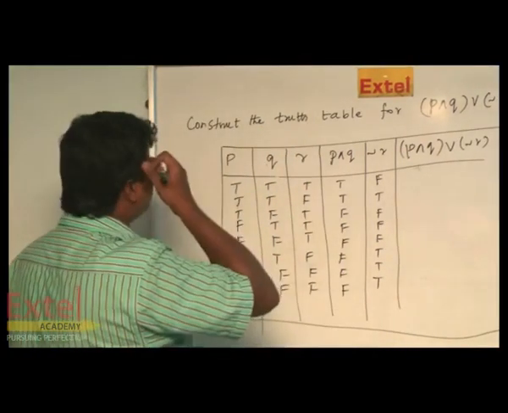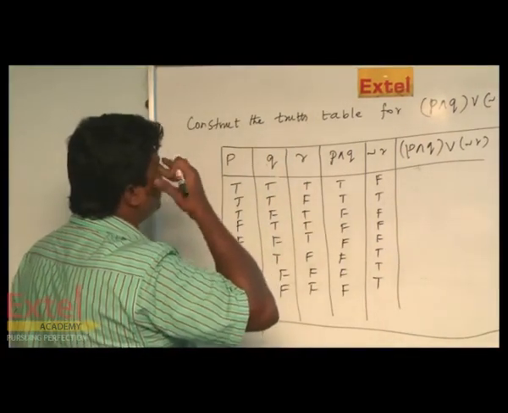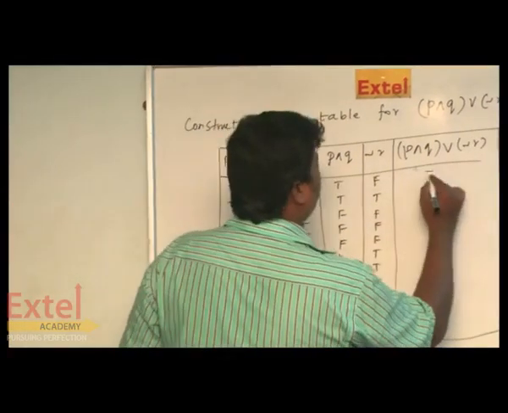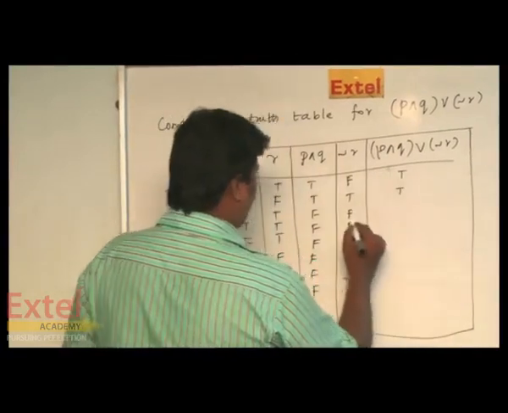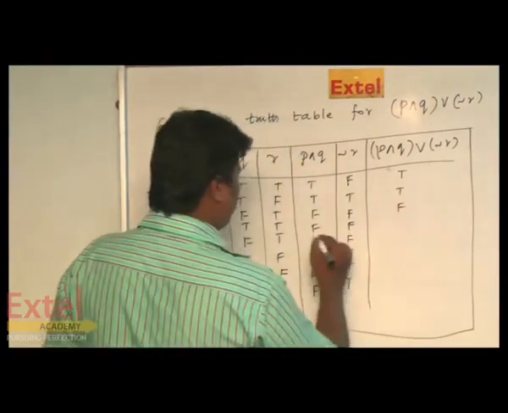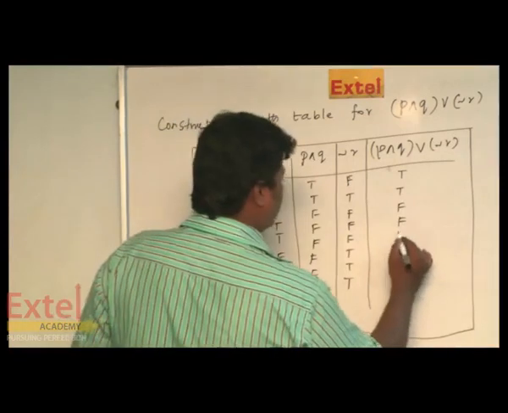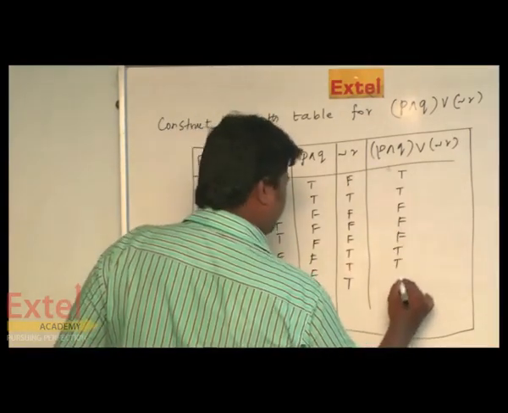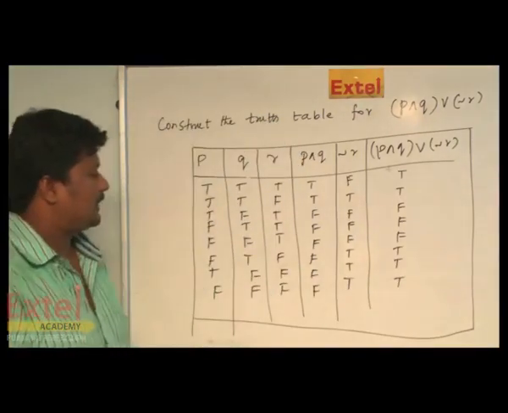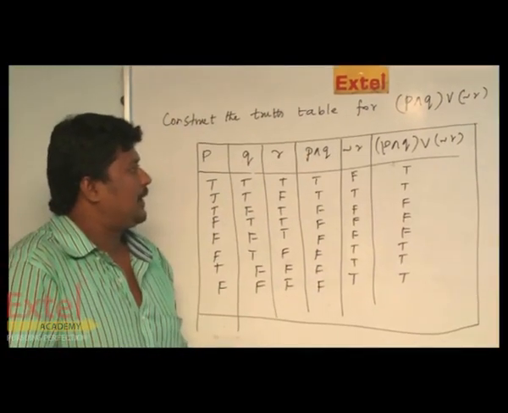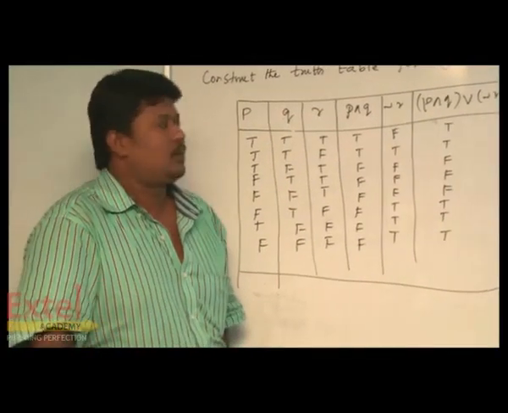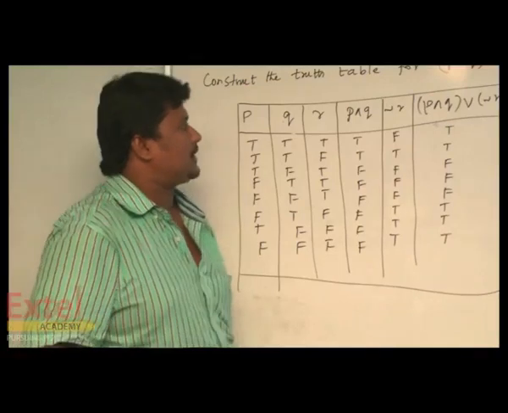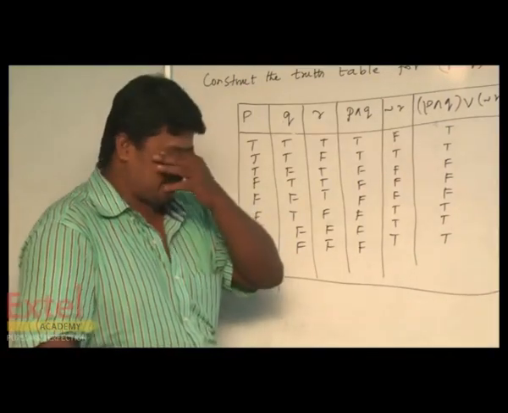Now we want P conjunction Q, with disjunction with negation R. Disjunction means if any one of these is true, we can put true. So true, true, true, true, true, false, false, false, false, then true, true, true. Therefore, this is the truth table for P conjunction Q, disjunction negation R.